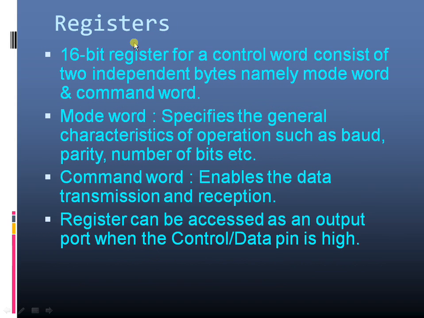Now let us see the registers which are present inside the control logic block. The first register that we come across here is the control register. It is a 16-bit register and it is divided into 2 parts: one is the mode word register and the other is the command word register. The mode word register specifies the parity bits, stop bits, all those things, and the command word is used for controlling the operation of 8251.